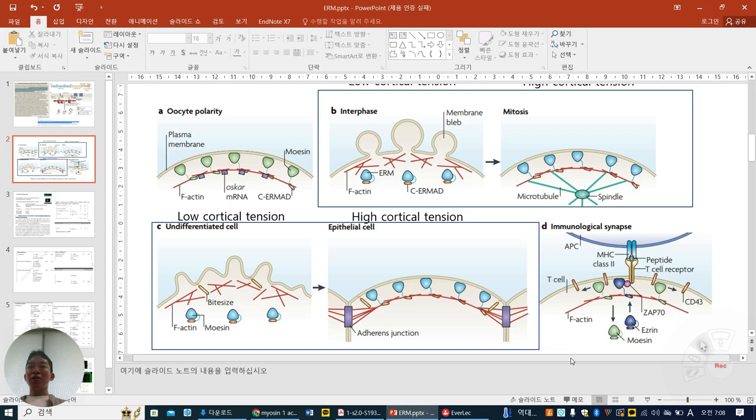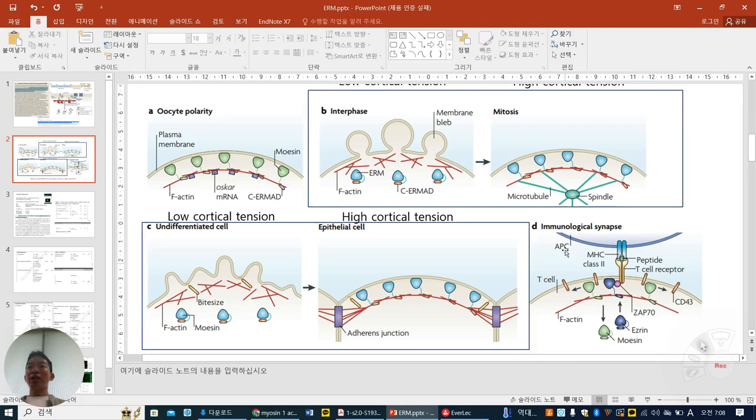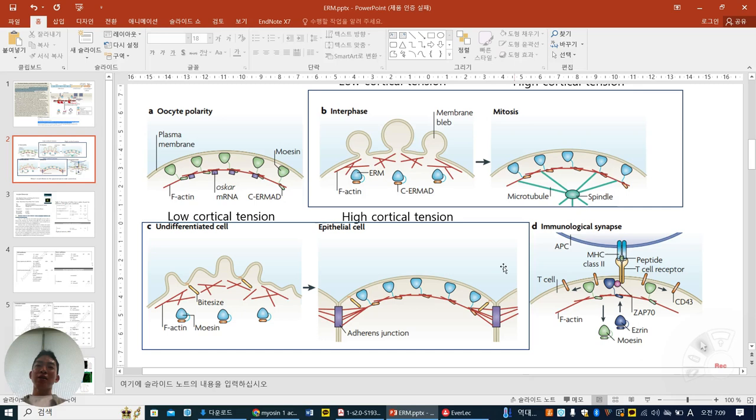Then when you see the immunological synapse, between the T cell and antigen presenting cell, this ERM structure is also very important for binding APC MHC class 2 and the T cell receptor. So this ERM protein spreading, affecting, and other proteins like CD43, all this kind of structure helps bind the APC to transmit some signal. So people mention a lot that the ERM structure is very important to regulate cell fate.